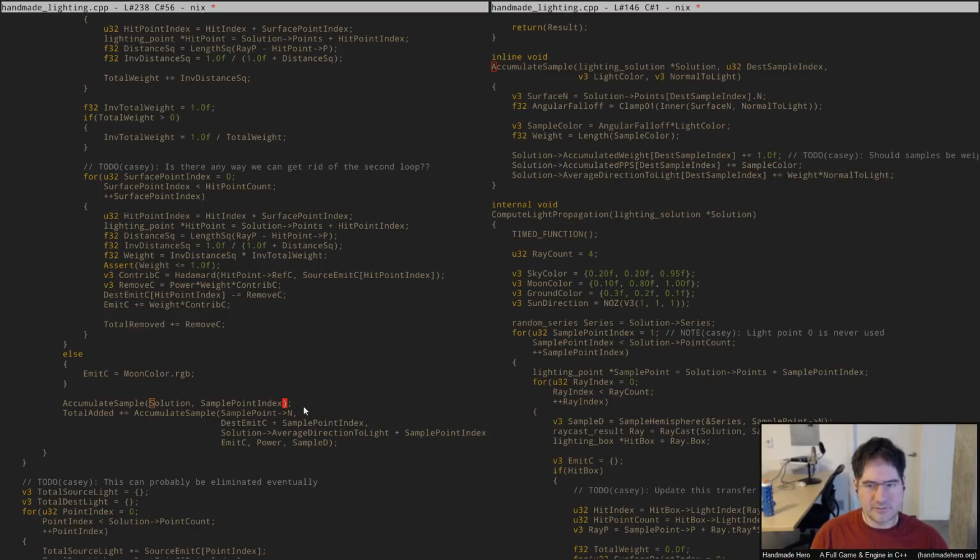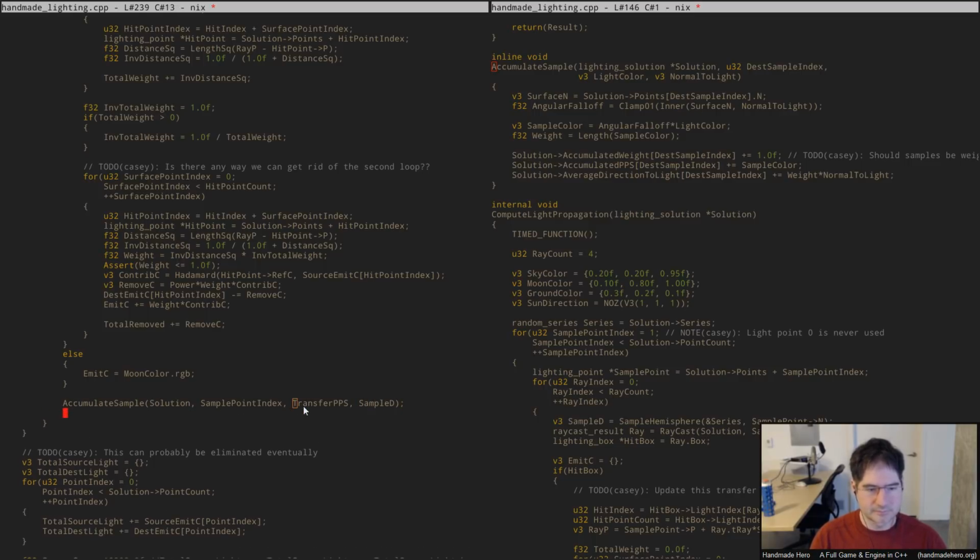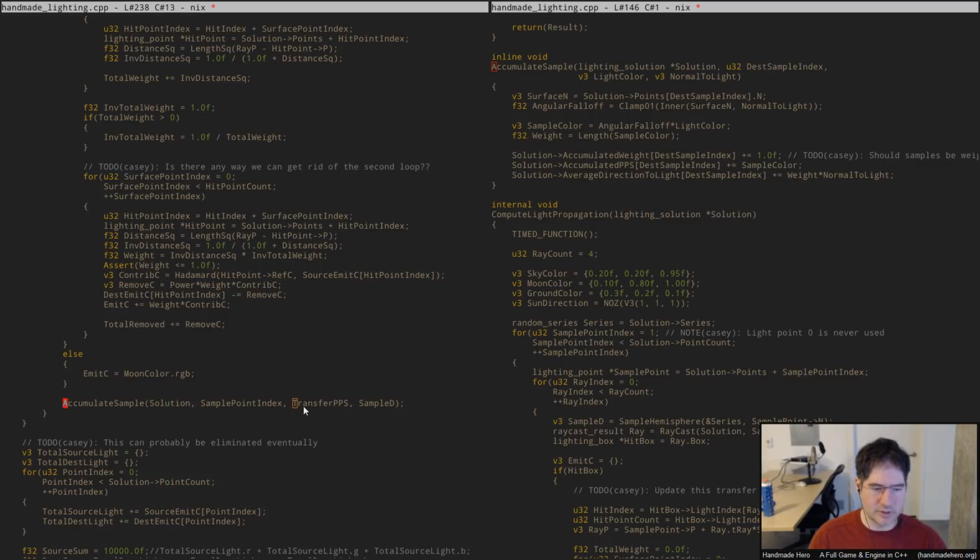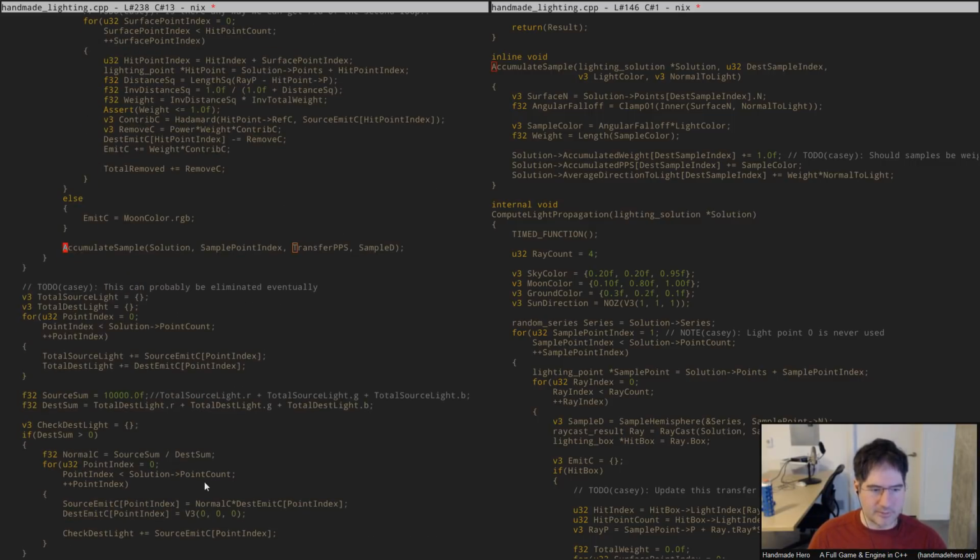And so we want to pass the solution, the death sample index, and then we want the light color, which is, you know, this mythical emit C value. And I'm going to change that to basically the transfer PPS. That's like how much we're trying to give it. And then the normal to the light is going to be the sample direction. That one we know exactly. So that's how we will accumulate our sample.